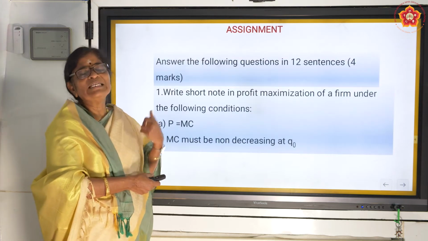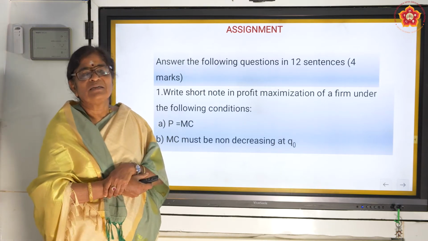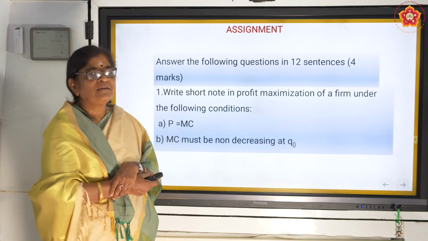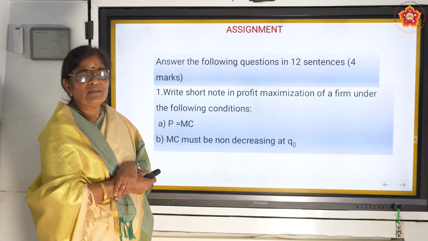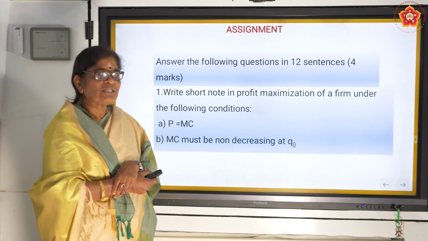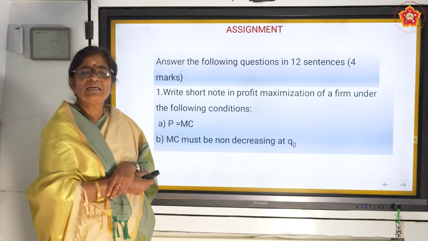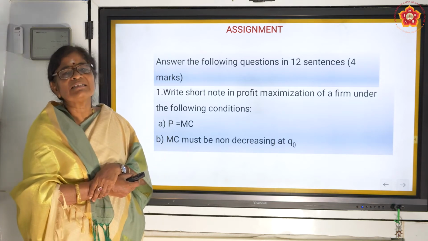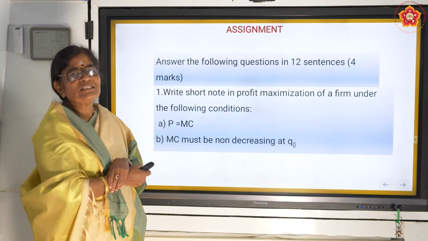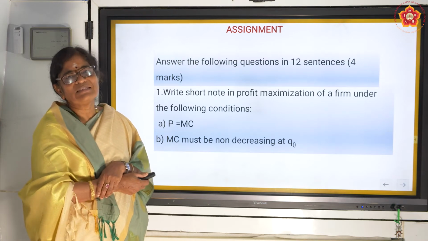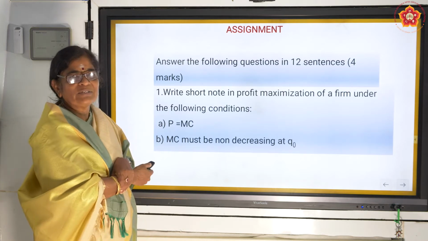Before going into detail on this topic, we need to discuss an important question that was given in the last session: explain the profit maximization and level of output under the following conditions. What are those conditions? First condition is P is equal to MC. The second condition, MC must be non-decreasing at the profit maximizing level of output. Because this question is very important, and if you understand the answer to this problem, you will understand that topic very clearly. For that purpose, I thought of discussing this question today.